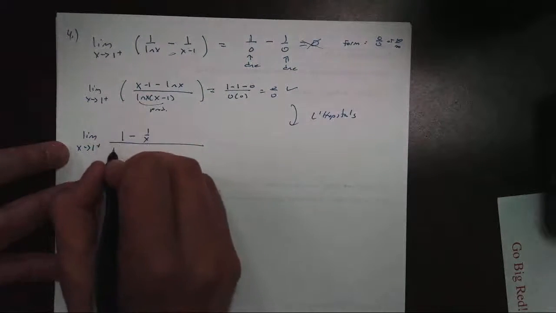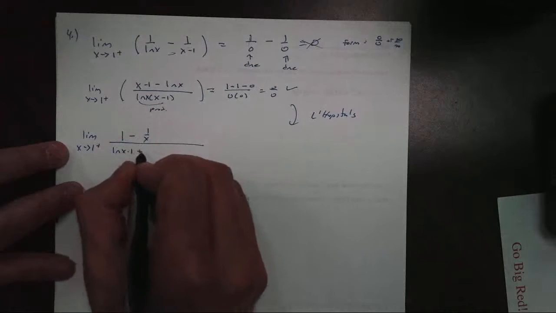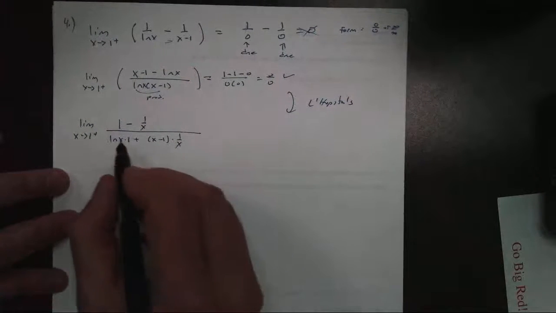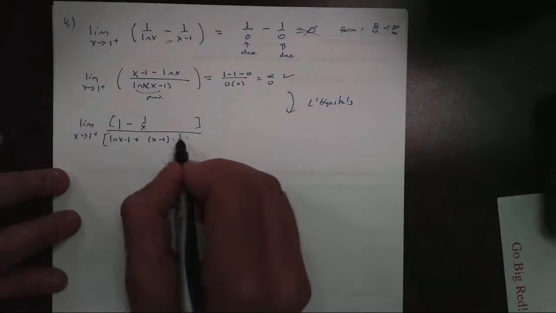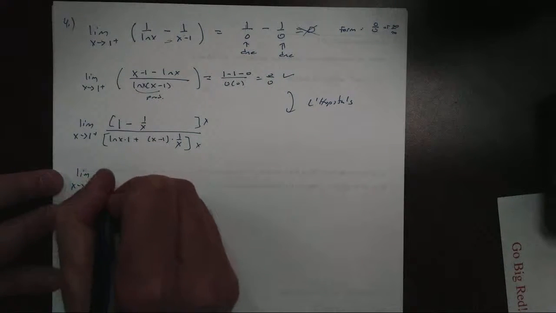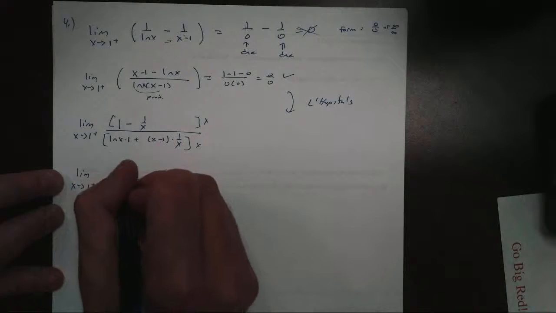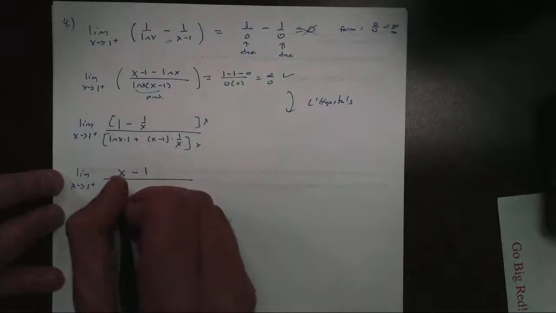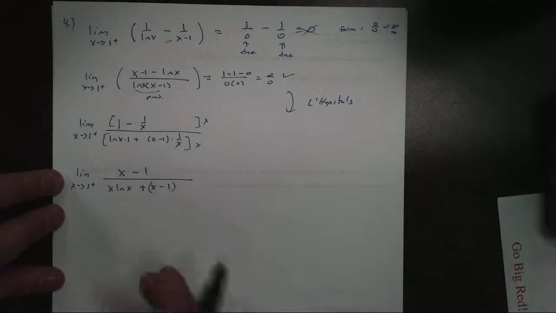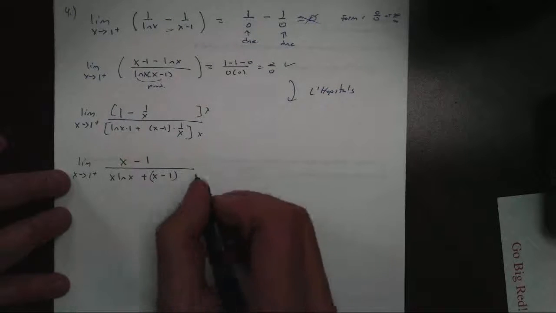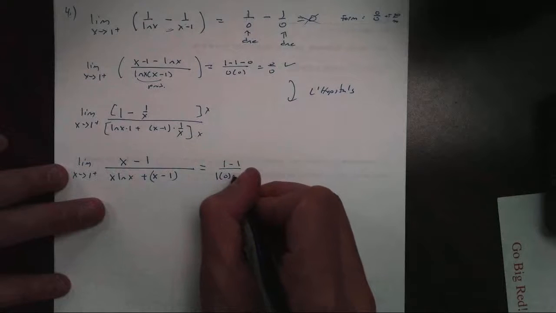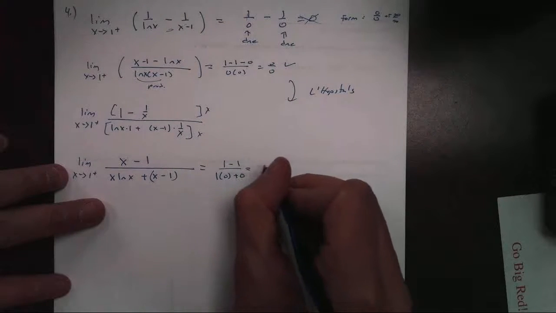Product rule: the first times the derivative of the second plus the second times the derivative of the first. I don't like the way this looks, so I multiply top and bottom by x. And we get the limit as x goes to 1 from the right of (x minus 1) over (x times the natural log of x, plus x minus 1). If I distribute and plug in the 1, I get 1 minus 1 over 1 times 0, plus 0, so I get 0 over 0.